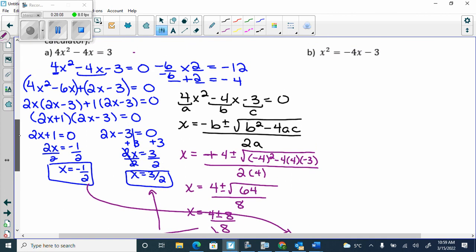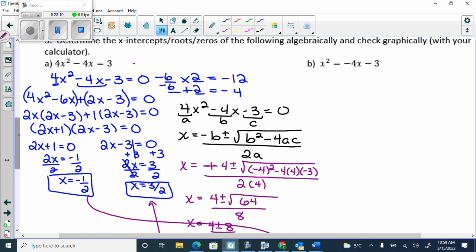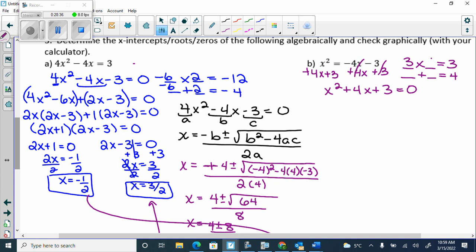Okay, let's go to this one. So we have to add the 4x and add the 3 over first because we need it equal to 0. And I always move it to the x squared. So I'm going to get x squared plus 4x plus 3. This one's way faster than using the quadratic formula to factor it because it's just product sum, right? So it's what times what gets me 3, and then what plus what equals 4. So it's 3 and 1.